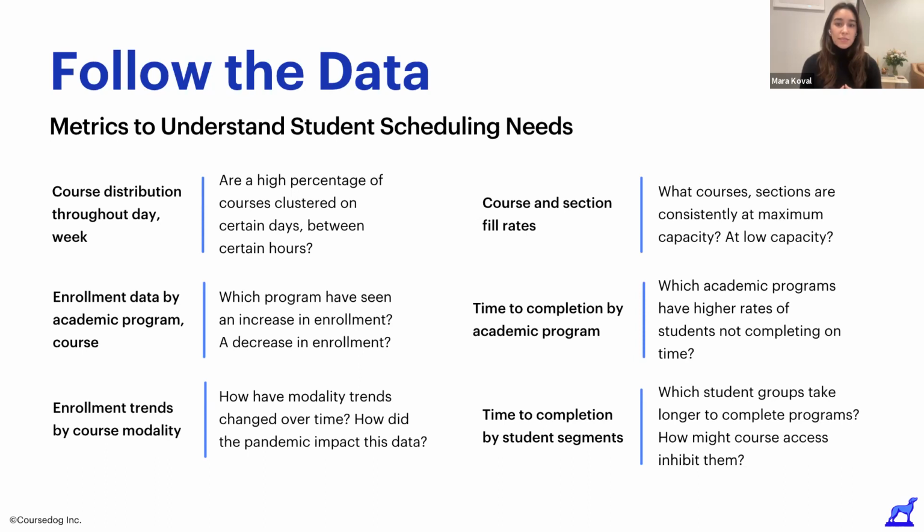Course and section fill rates is another important metric to examine. Particularly in popular general education courses or milestone courses, institutions should look to see if all the sections offered are consistently at capacity. This may be an indication that not all students are able to access these courses when they need to. I won't go over each individual data point here, but the questions listed on this slide are a good starting point to see if students can indeed access all of the courses they need as they progress.